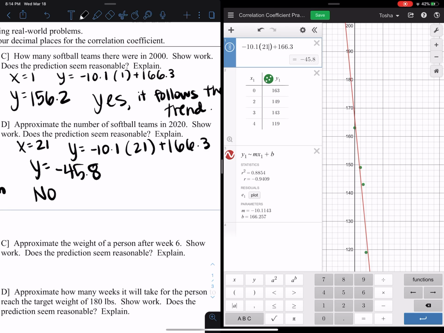Plus, like I said, the data was from 1999 to 2003. That's a long time ago. It wouldn't make sense to use that data to predict what happens 17 to 21 years later. It doesn't make sense. So my answer here is no.